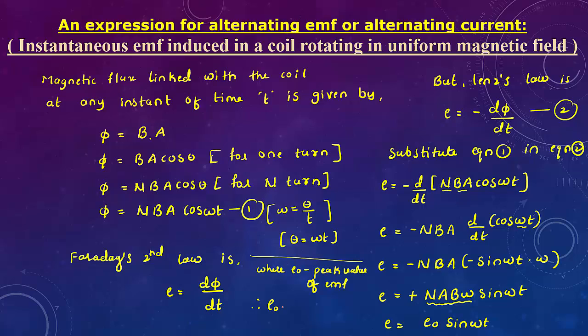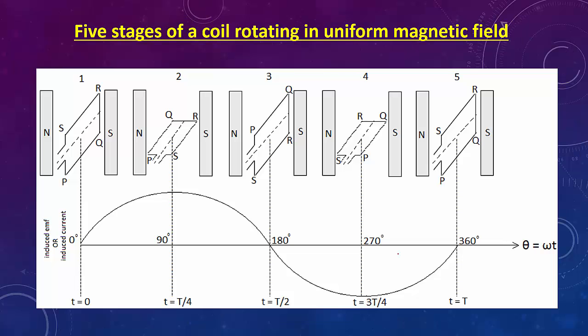Therefore, E naught is equal to how much? N A B omega. What is the peak value of EMF? N A B omega, and the value of E is E equal to E naught sin omega t. So this is an expression for alternating EMF or alternating current or instantaneous EMF induced in a coil rotating in a uniform magnetic field. Now we can study the 5 stages of a coil rotating in uniform magnetic field.